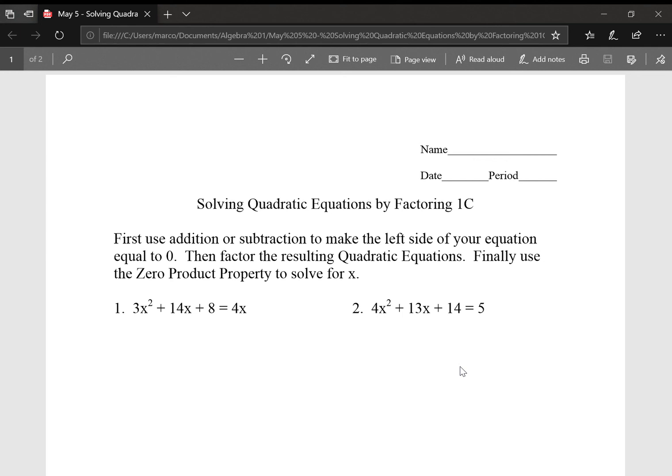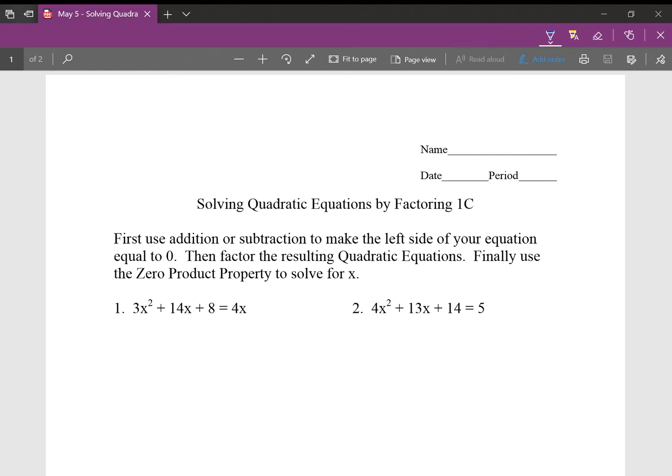So the big change today, it's not a difficult one, is that before we can even start factoring, we first need to get rid of whatever is on, in this case, the right-hand side. So you still need to be able to do everything from last time. We're just adding a step before we factor. So let's go ahead and look at number one.